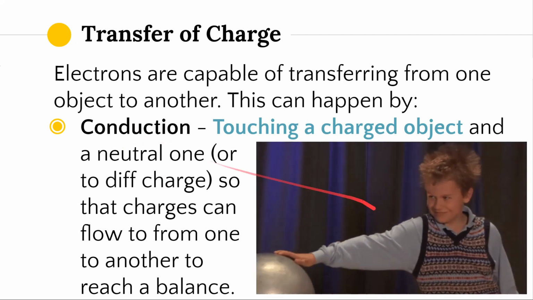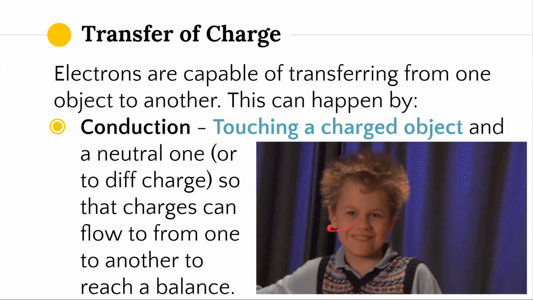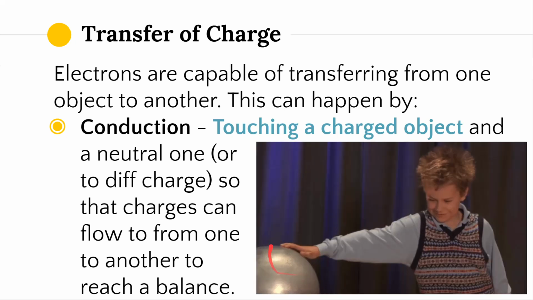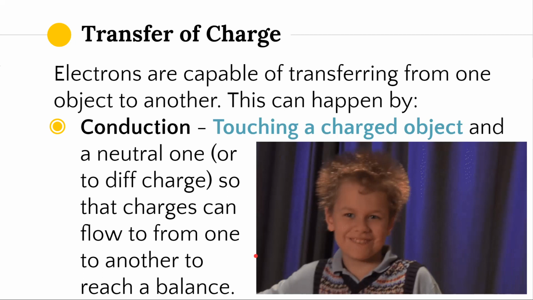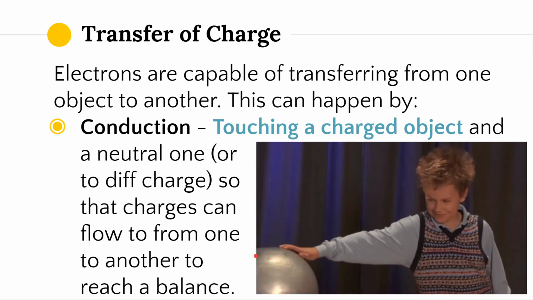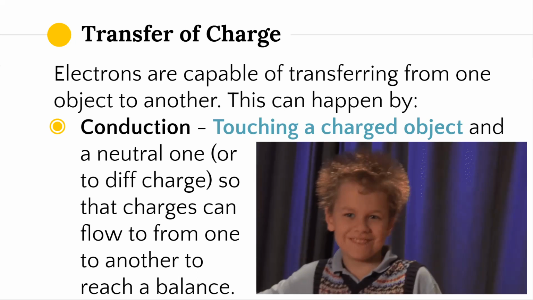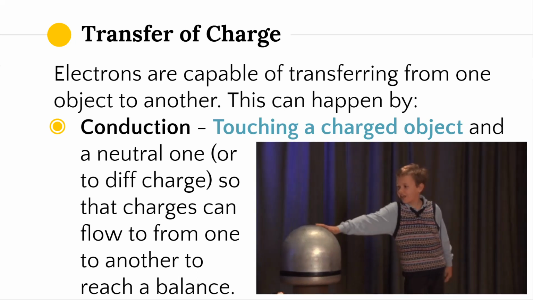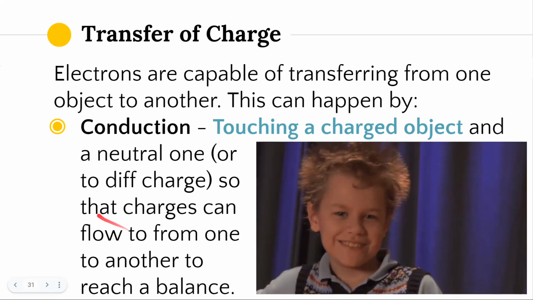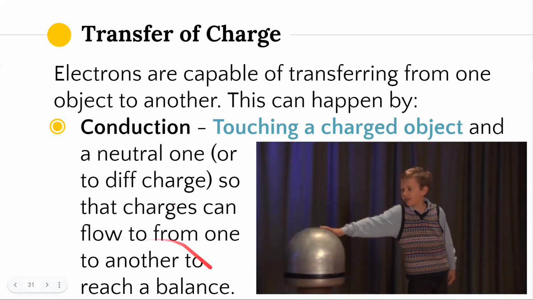But you can see here this boy is touching a Van de Graaff generator. This Van de Graaff generator does have a buildup of charge on the surface of that metal sphere that he's touching. And that charge transfers to him. So it makes his hair stand on end, which you can see in the image whenever it's turned on. But again, those charges will transfer from one to the other until they have the same charge.